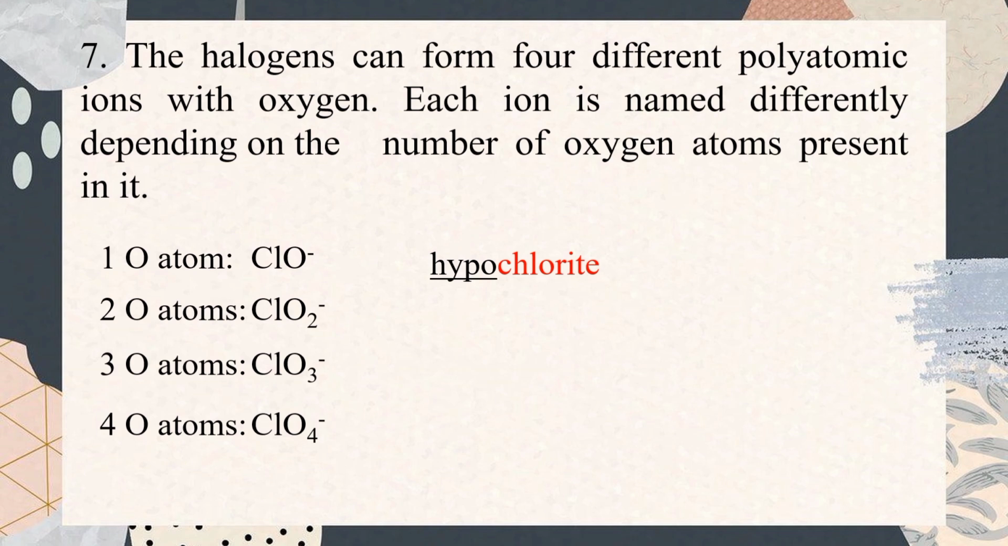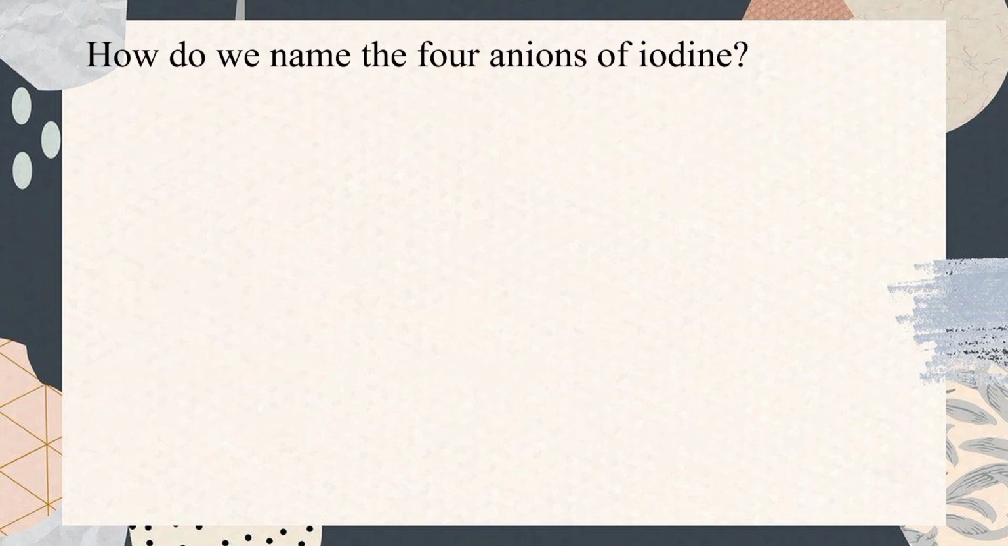hypochlorite. How about the second anion with 2 oxygen atoms? The name would be chlorite. How about the third ion? It will be chlorate. How about for the last polyatomic ion? We add the prefix per. So the correct answer would be perchlorate.